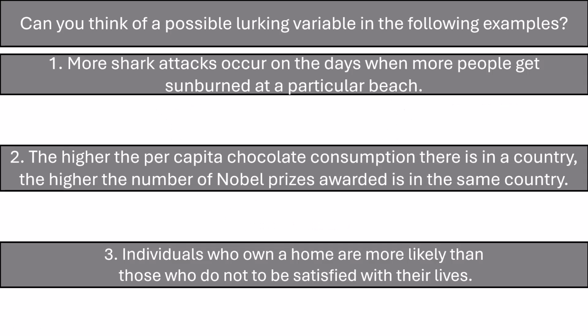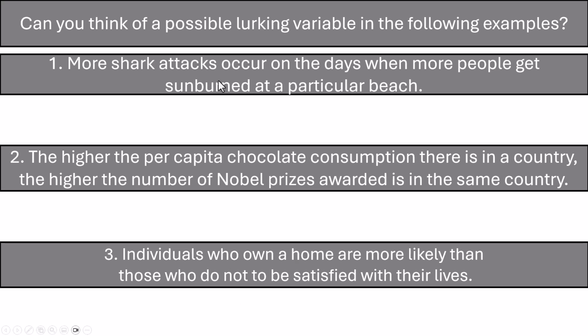Here are a few examples for you to think about to determine if there is a possible lurking variable. Pause the video and give each of these three a try. Note that there could be more than one possible correct answer. All right, let's take a look at each of these examples.